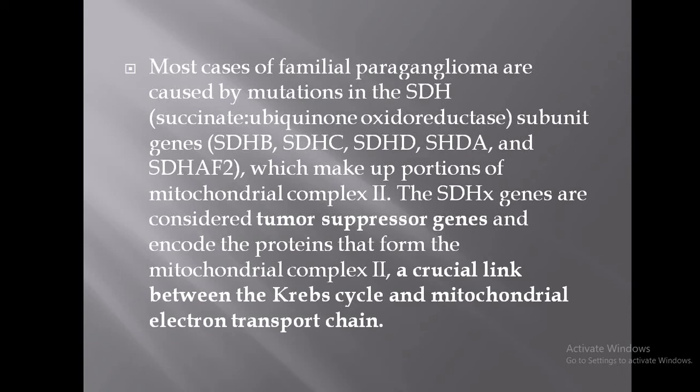SDHA converts succinate to fumarate as part of the TCA cycle. This reaction also converts FAD to FADH2. Electrons from FADH2 are transferred to the SDHB unit. Finally, the electrons are transferred to the ubiquinone pool via the SDHC and SDHD subunits. This function is part of the respiratory chain. Germline mutations in this gene can cause familial paraganglioma. The SDHX genes are considered tumor suppressor genes and encode proteins that form the mitochondrial complex 2, as I've told before, a crucial link between the Krebs cycle and the mitochondrial transport chain.